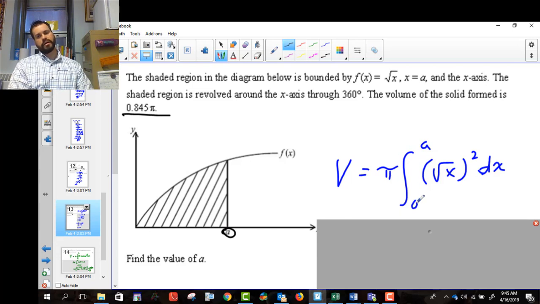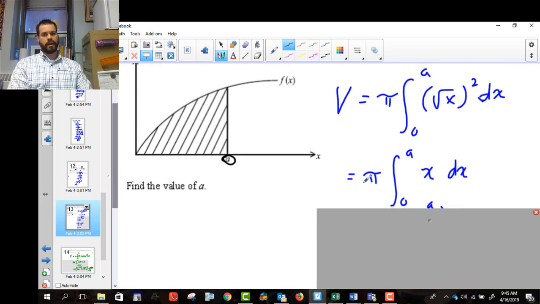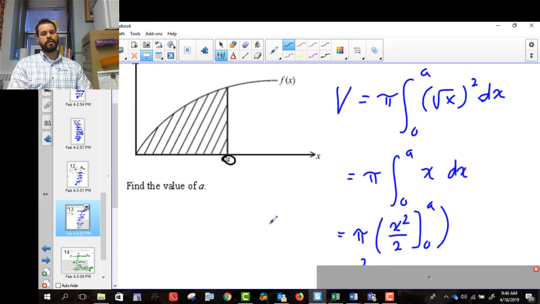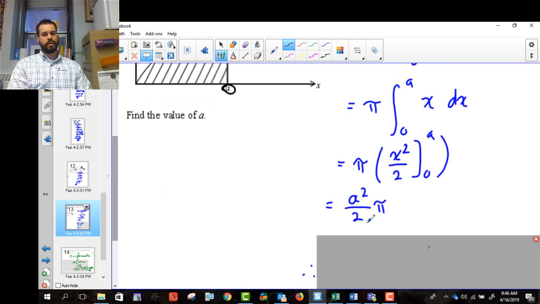So our formula is pi integral from 0 to a of root x squared, because f of x is root x. Square that, you get x. If you integrate, then you get x squared over 2 from a to 0. And when you plug in, you get a squared over 2 times pi, because it's minus 0. We don't write that. Then it says to find the value of a.